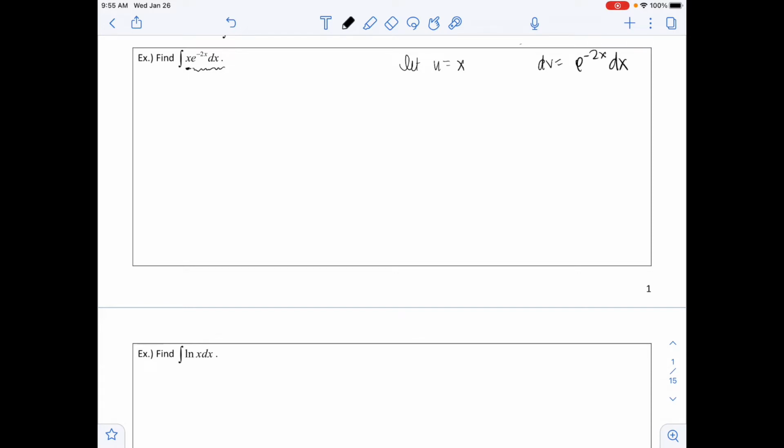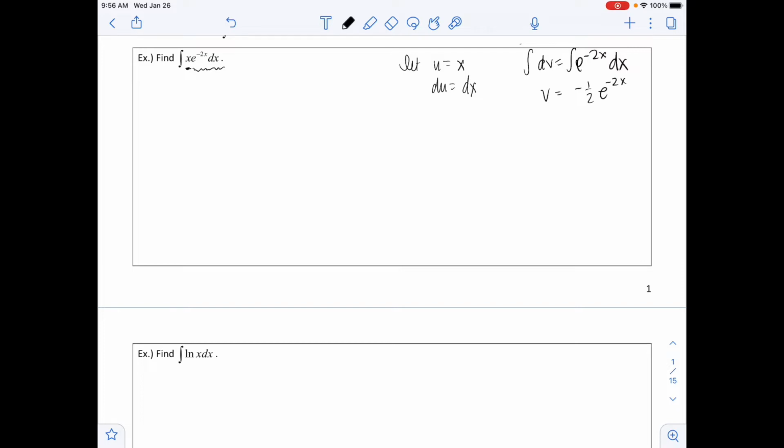From u, I'm going to take the derivative. So du/dx is equal to 1, or just du is equal to dx with that differential. Then integrating the second part, the integral of dv is just v, and the integral of e^(-2x) with respect to x becomes negative 1/2 e^(-2x). Yes, we typically would put a plus C. However, in my final answer I still need to integrate, so I'm going to put that constant plus C at the very end.